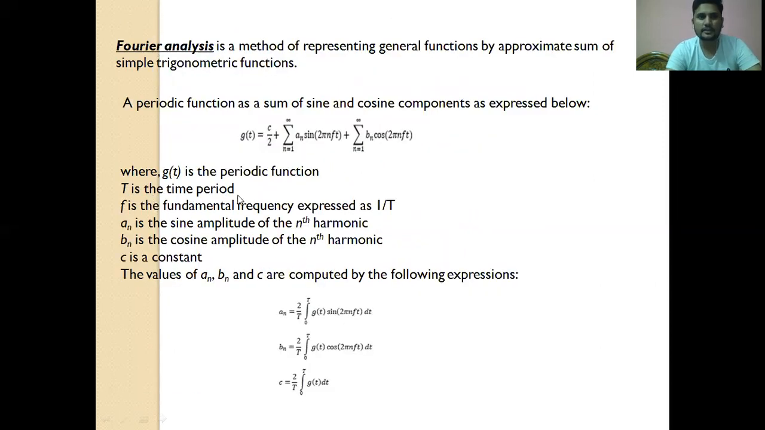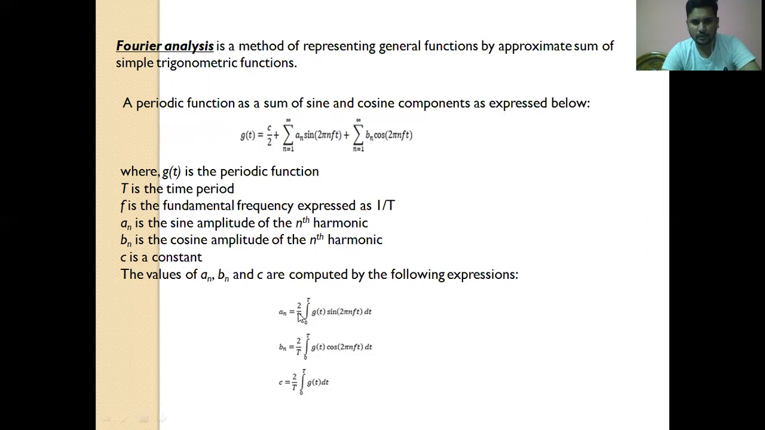So if t is the time period, f is the fundamental frequency expressed as 1 by t, a of n is the sine amplitude of the nth harmonic, b of n is the cosine amplitude of the nth harmonic, and c is a constant. The values of a of n, b of n and c are computed by the following expressions.